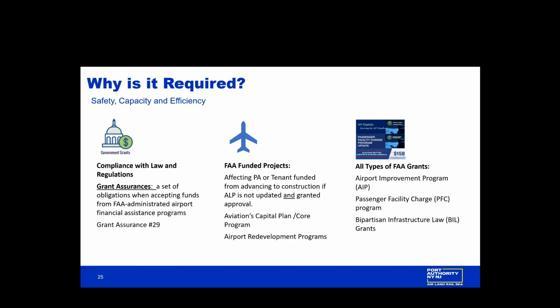When we accept federal funding, for example from the AIP, the Airport Improvement Program, it comes with 39 grant assurances, and number 29 is to keep the ALP up to date at all times. It also applies to other federal funding, such as the PFC, Passenger Facility Charge, or the latest Bipartisan Infrastructure Law grant. Next slide, please.